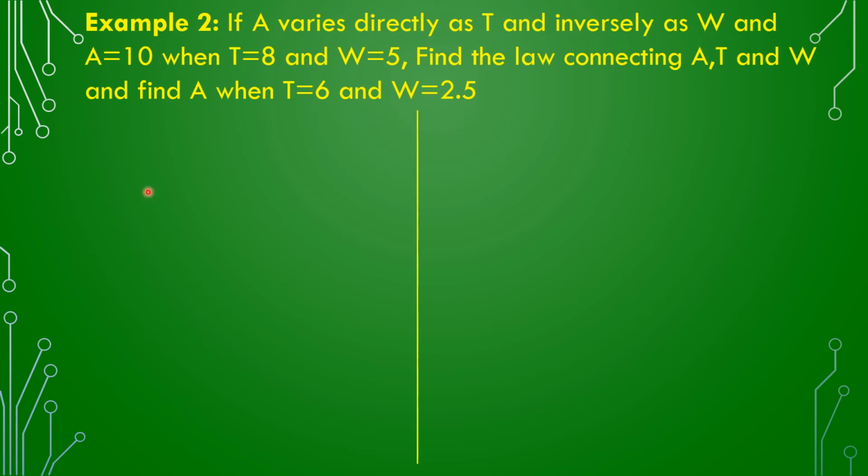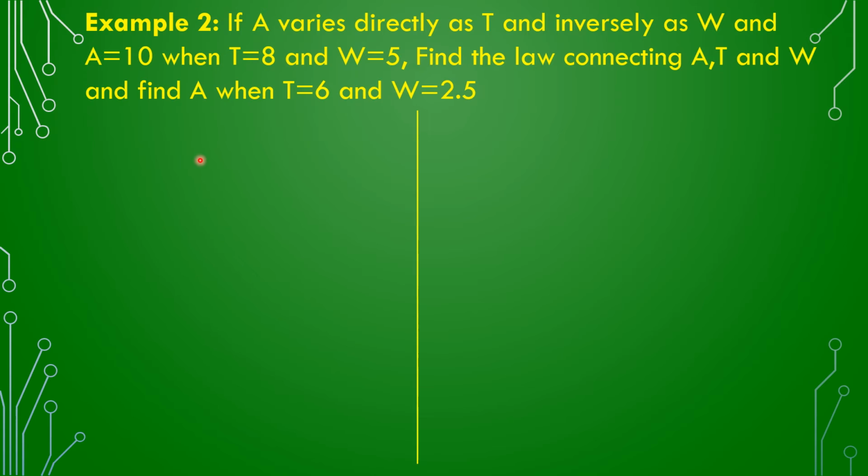So let's take the last example here. Example 2 says, if a varies directly as t and inversely as w, and a is equal to 10 when t is equal to 8, and w is equal to 5, find the law connecting a, t and w, and find a when t is equal to 6 and w is equal to 2.5. As you can see, to confirm that this question is under joint variation, we have the statements "varies directly" and "inversely". We also have the variables a, t, and w, which is 3.